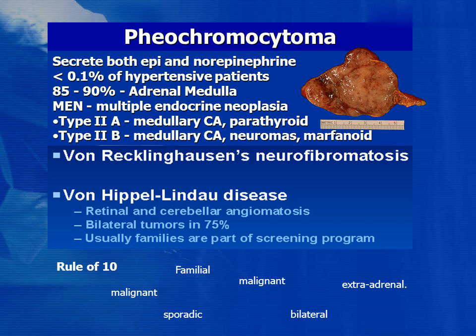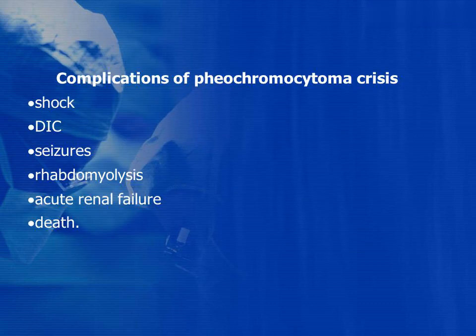Extra-adrenal, malignant, sporadic, bilateral. Complications of pheochromocytoma crisis: shock, DIC, seizures, rhabdomyolysis, acute renal failure, death.